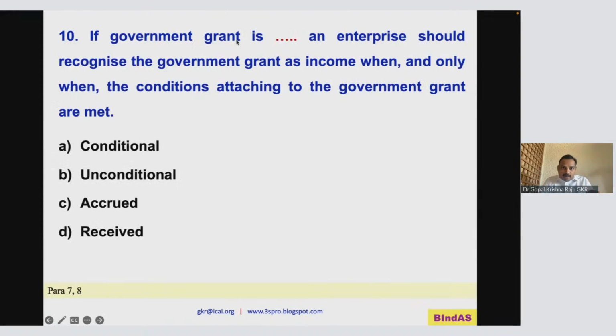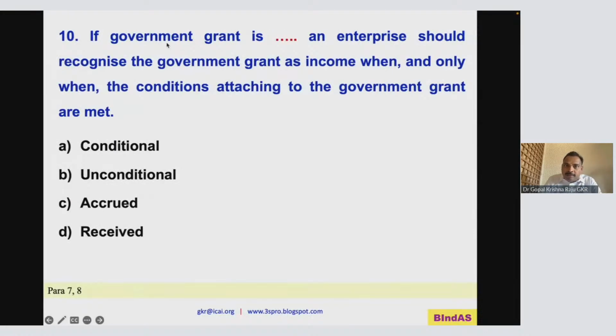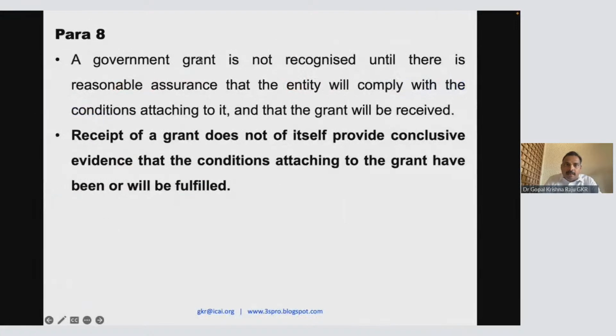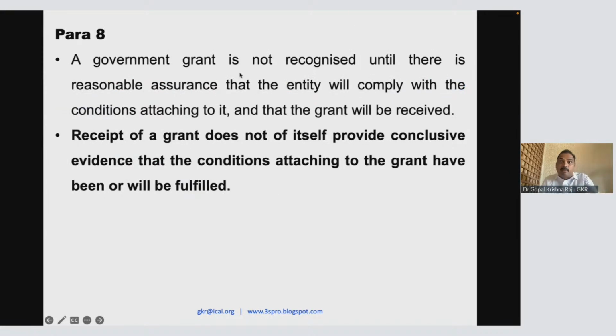Look at the word. Government grants, including non-monetary grants at fair value, shall not be recognized unless there is reasonable assurance. So I'll take you to one more paragraph. Government grant is not recognized until there is reasonable assurance that the entity will comply with the conditions. So what is reasonable assurance? I have the resources, I have the manpower, I have all the technology. Then you can recognize it. So the grant will be received and you will comply with the conditions. When will you comply? Only when you have reasonable assurance. When you don't have reasonable assurance, you cannot.